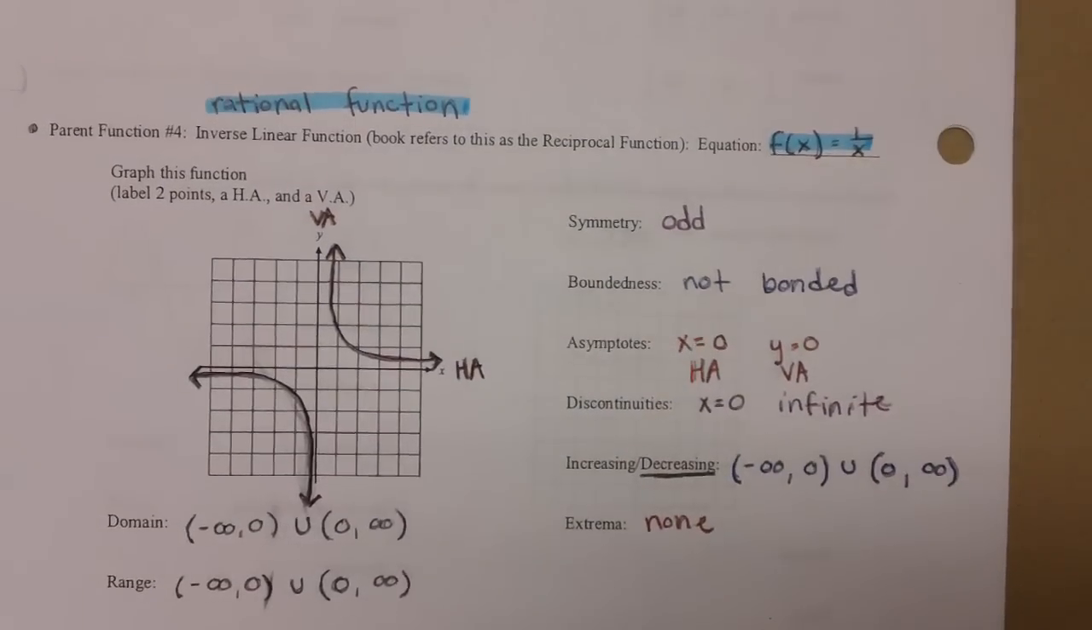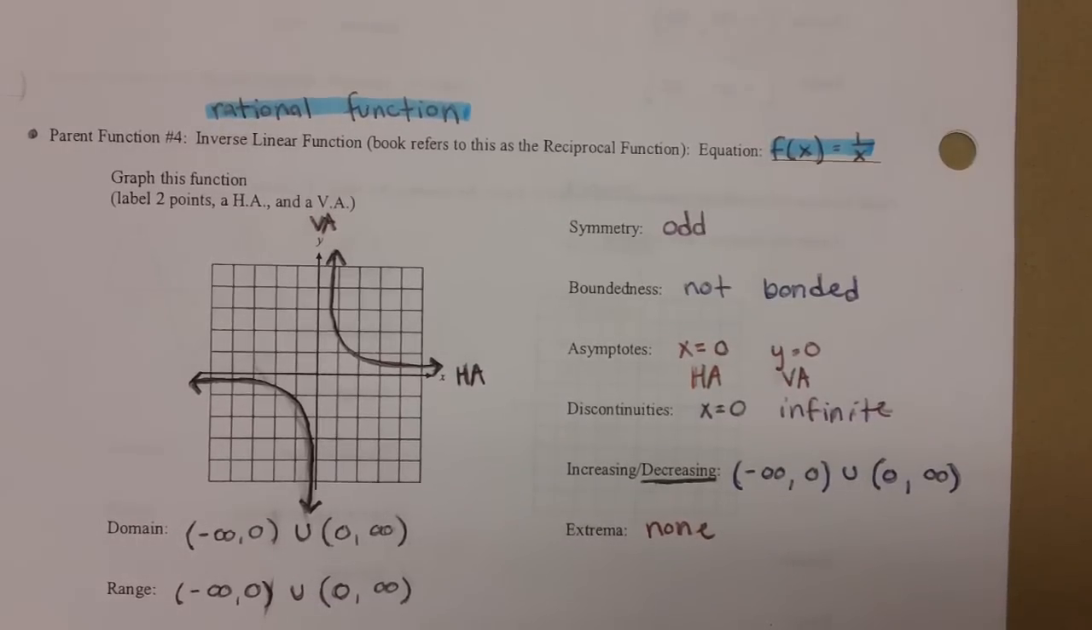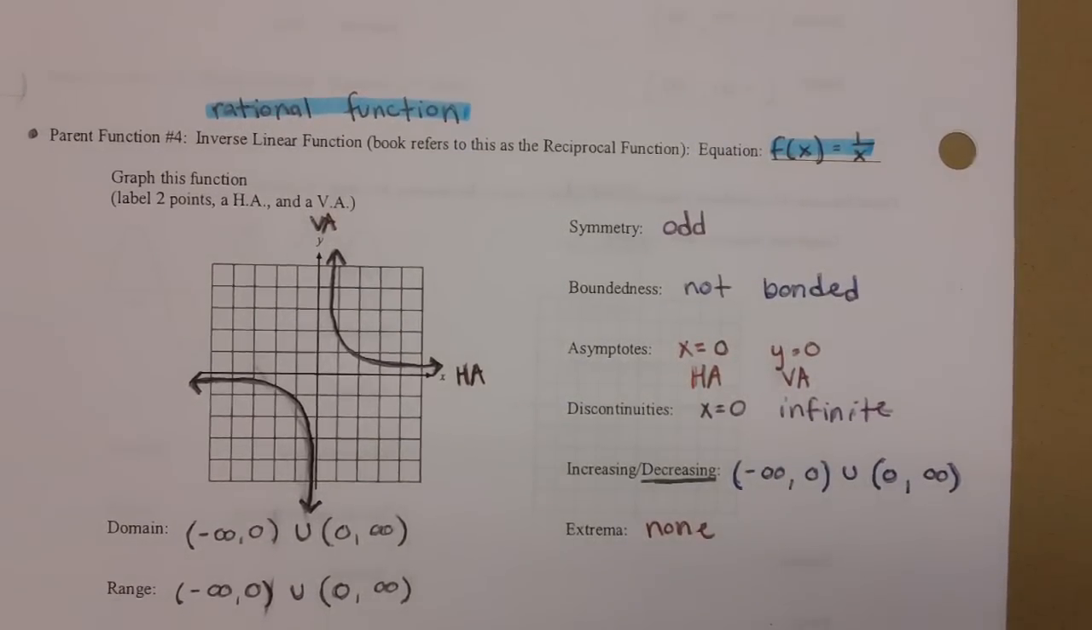This is an inverse linear function, which is also the rational function, which is f of x equals 1 over x. The symmetry is odd because it reflects over the origin, and it also is not bounded. The horizontal asymptote is y equals 0, and the vertical asymptote is x equals 0. This function has an infinite discontinuity at x equals 0.